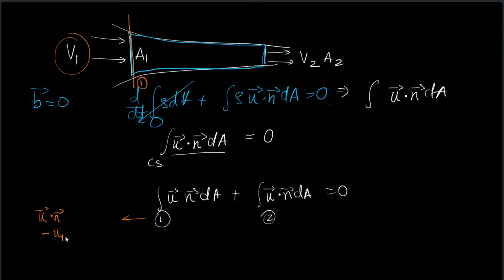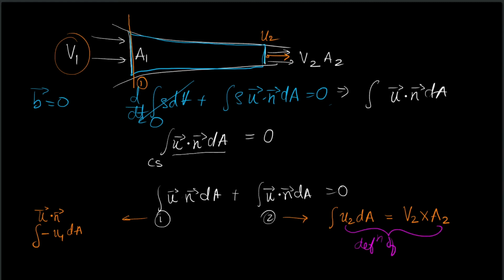So this becomes minus integral of u1 dA. This term becomes integral of u2 dA, because the normal vector and the velocity are aligned, and if the local velocity over here is u2, then this is the integral. And by the very definition of the average velocity, this will be the average velocity at 2 times the area at 2.